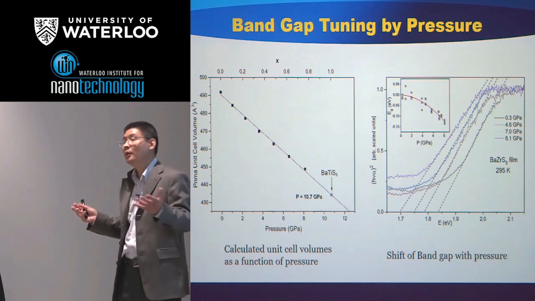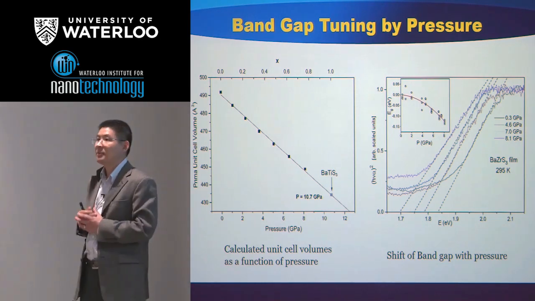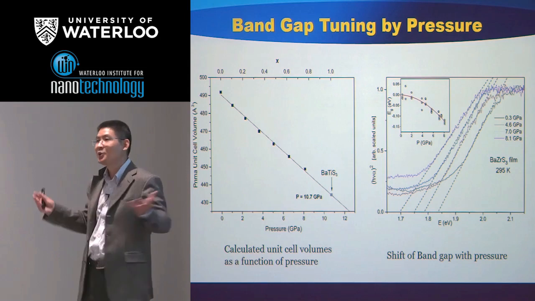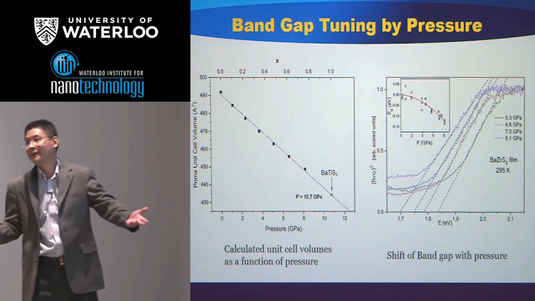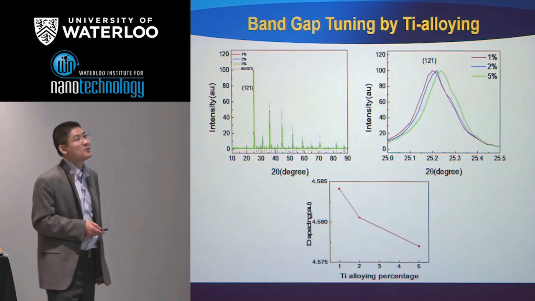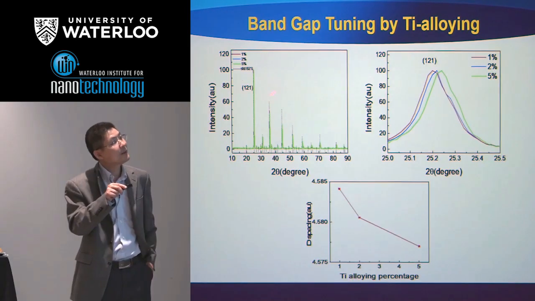Of course, this is scientifically interesting but practically useless. Nobody is going to use a solar cell at high pressure. We need to do doping, right? So we did titanium doping, okay?